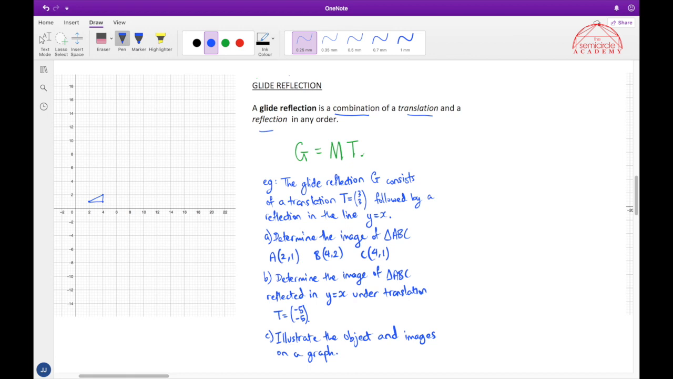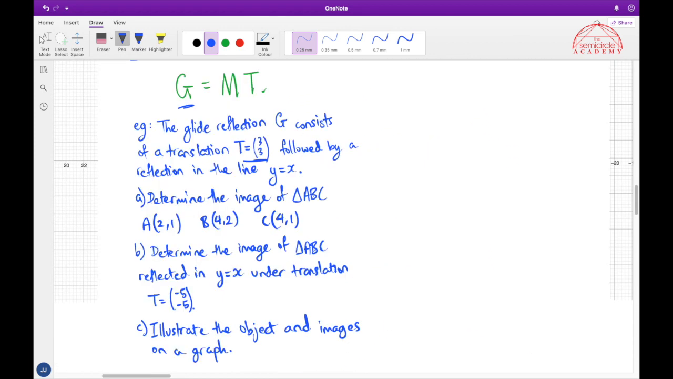The glide reflection G. Now you notice for this transformation we use G to stand for glide reflection. It consists of this translation T being 3, 3, followed by a reflection in the line y is equal to x. So I have this glide reflection G, and it consists of a translation first, followed by a reflection in the line y is equal to x. So the first thing I have to do is find the translation.